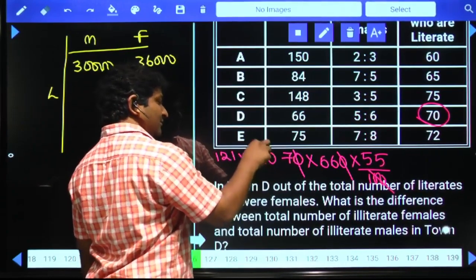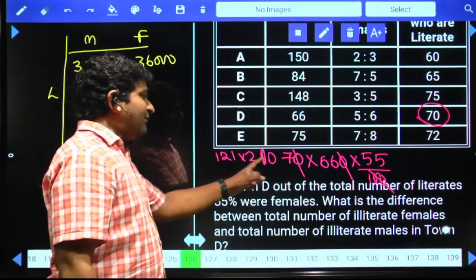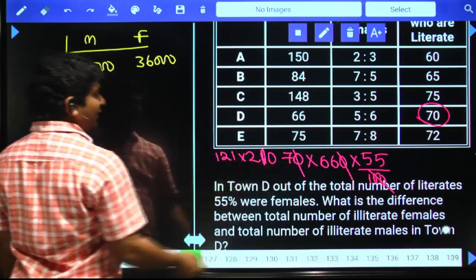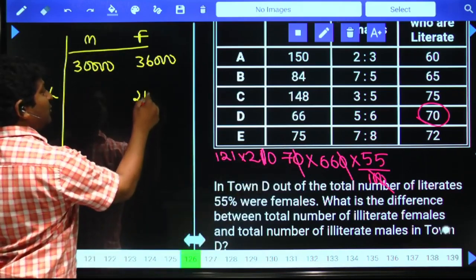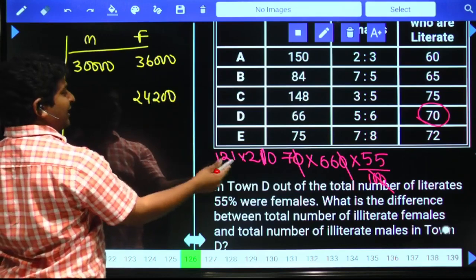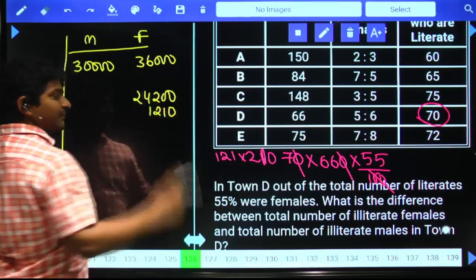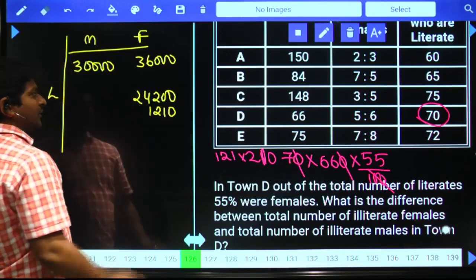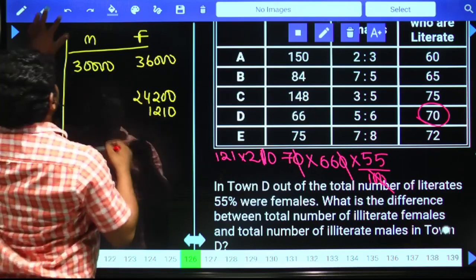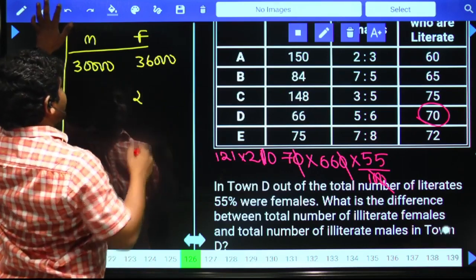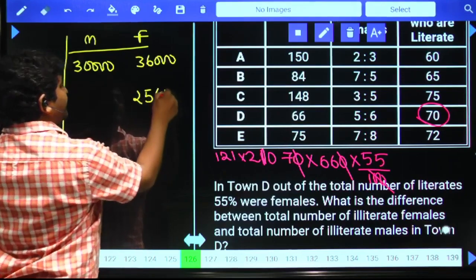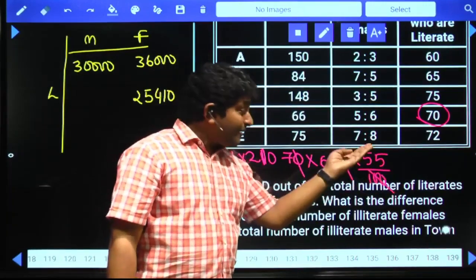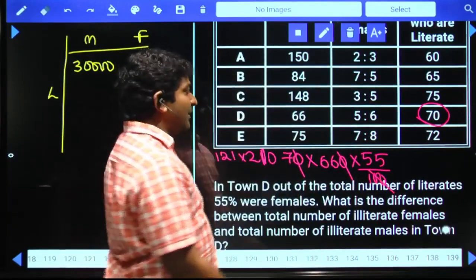210. Right. Now 121 200 times plus 10 times. They are female. 121 200 times is equal to 24200, and then 10 times is 1210. Now that is equal to 25,410. Now if 55% are female, remaining 45% are male only.